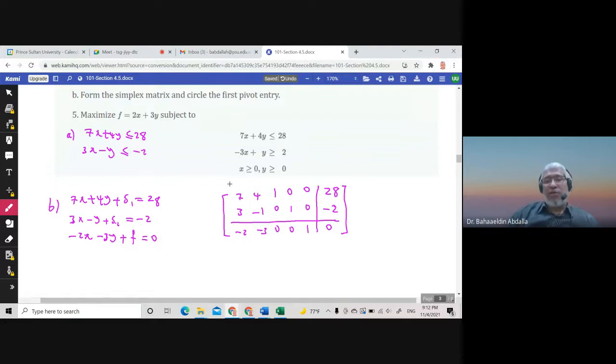To circle the first pivot entry, I search for negative numbers in the last column. Negative 2 is negative. So I search for a negative number in the second row, negative 1. So this is the pivot column. After I determine the pivot column, I divide: 28 divided by 4 is 7. Negative 2 divided by negative 1 is 2. So negative 1 is the pivot entry because 2 is the smallest positive quotient. That's what he asked, circle the first pivot entry.